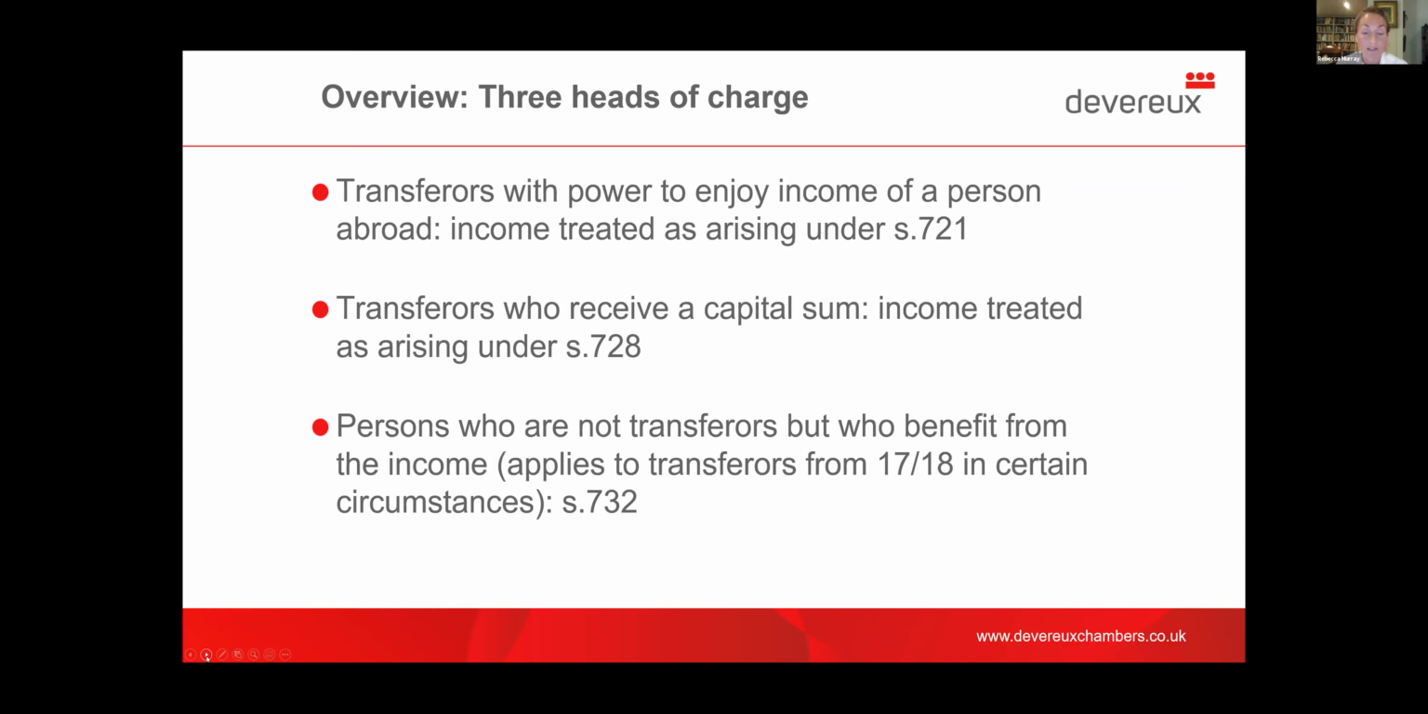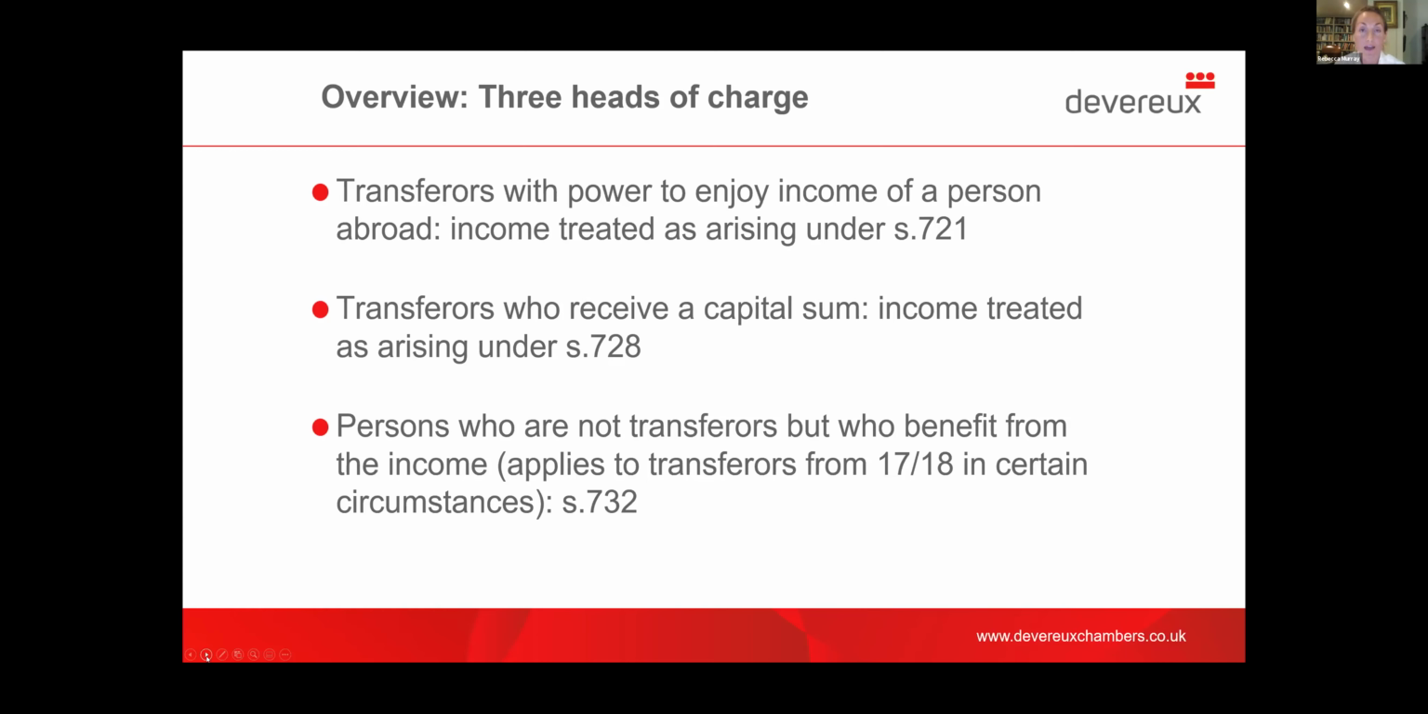The second head applies to a transferor who does not meet the power to enjoy conditions, but who receives or is entitled to receive a capital sum, which is in any way connected with the relevant transaction. And I'll explain in a moment what relevant transaction means, because that's a key phrase. So income is treated as arising under section 728 under this head, and there are 2 key points to note. First, that the timing does not matter in terms of the relationship. So the transaction may be before or after the capital sum is received.